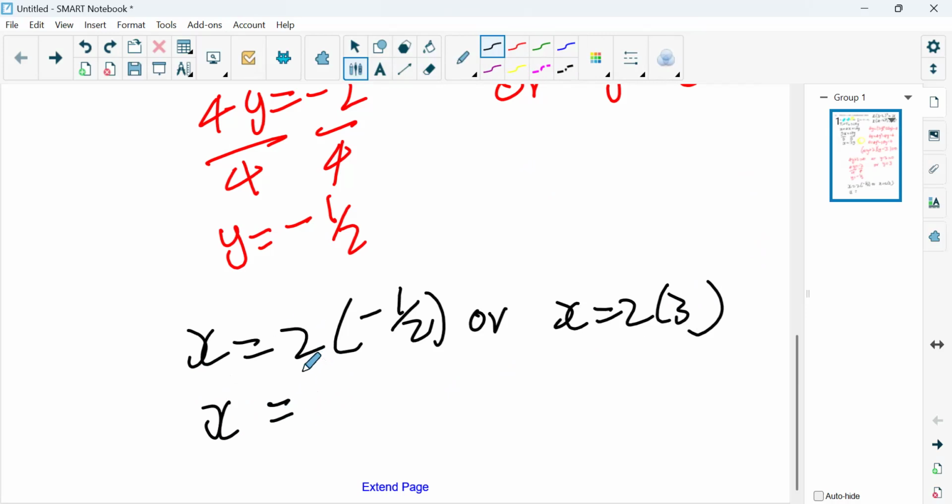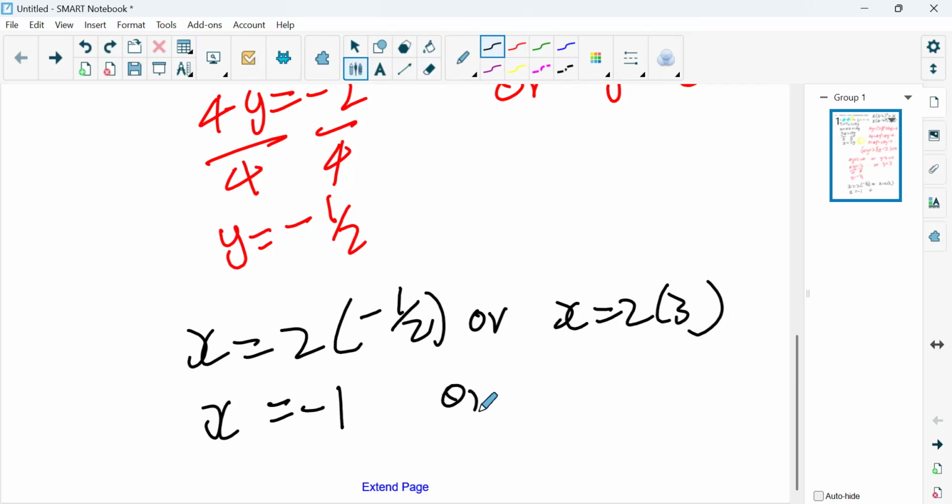So we're going to have x multiplied by negative 1, all over 2, is negative 1. X is equal to minus 1. So what does this mean? It means when our x, remember we write our coordinates as x, y. So it says when x is minus 1, our y is going to be minus 1 all over 2.